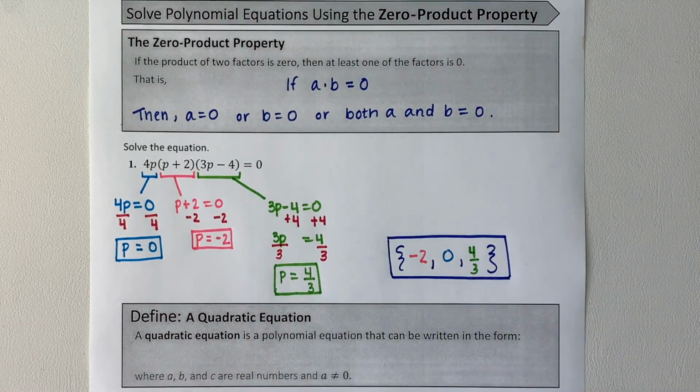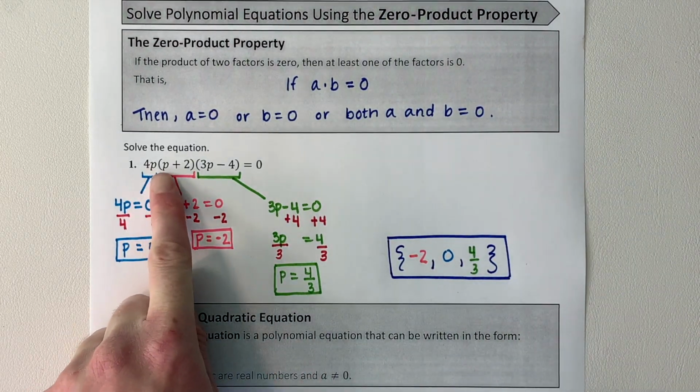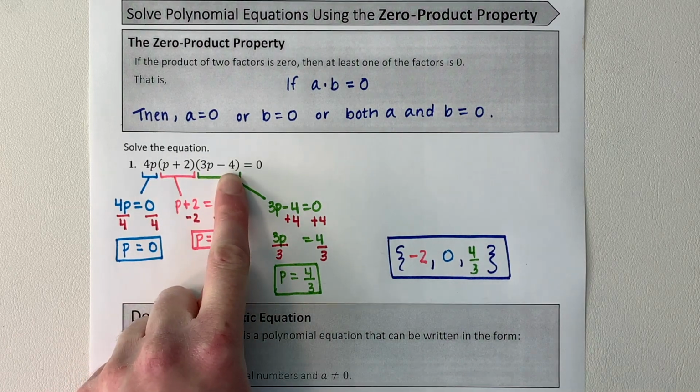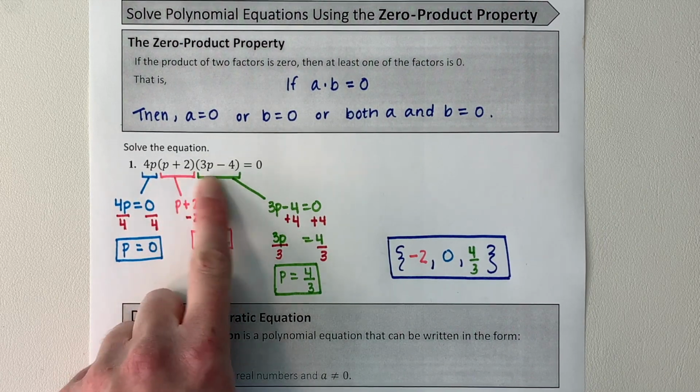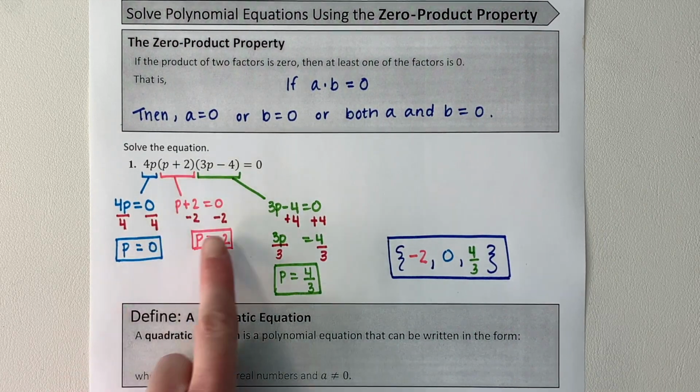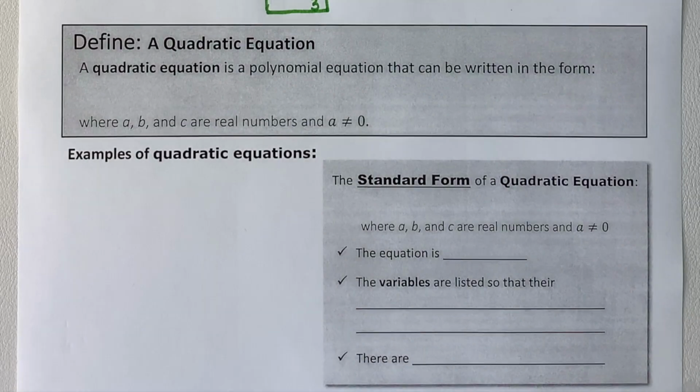Now notice this first example was already written in factored form. For all of the future examples, our problems will not be factored for us. We're going to have to first write our problem in factored form and then use the zero product property to solve. We're going to first use the zero product property to solve quadratic equations.